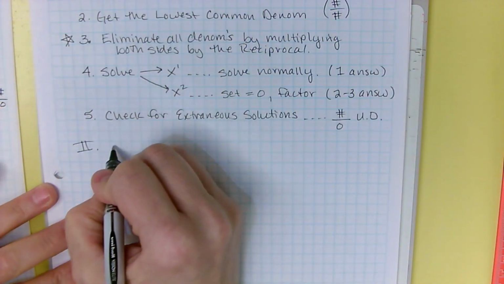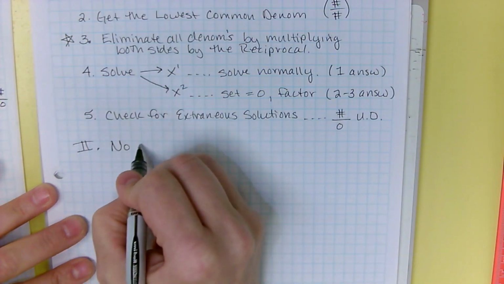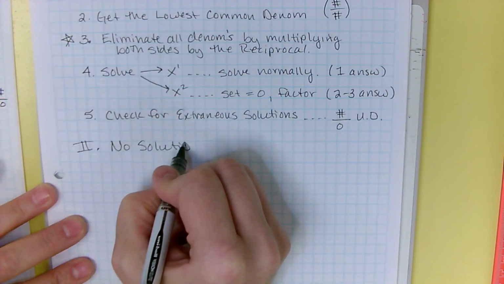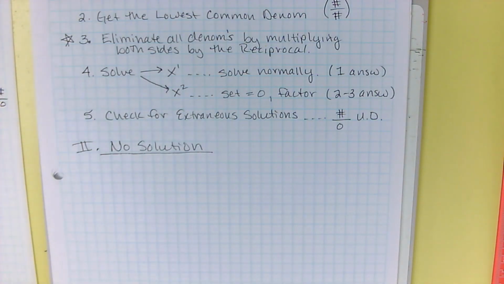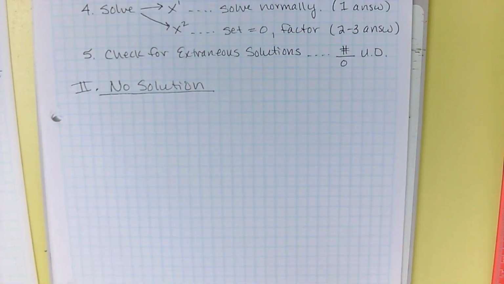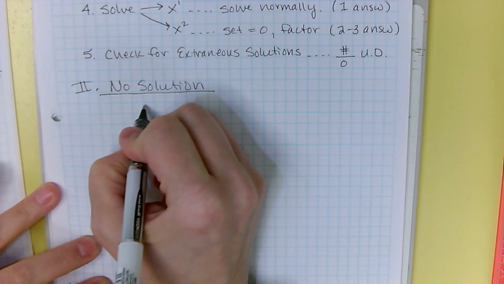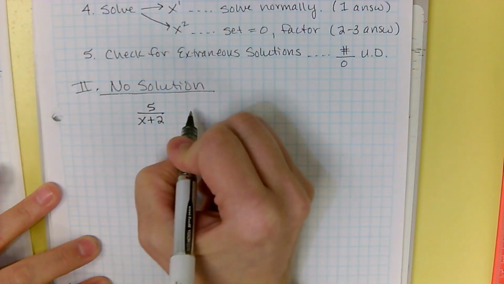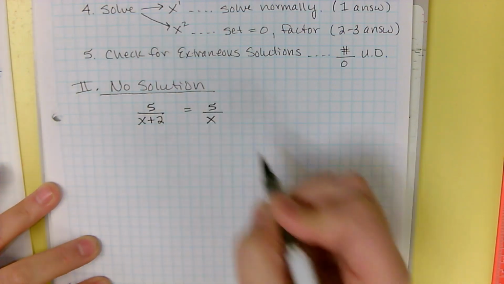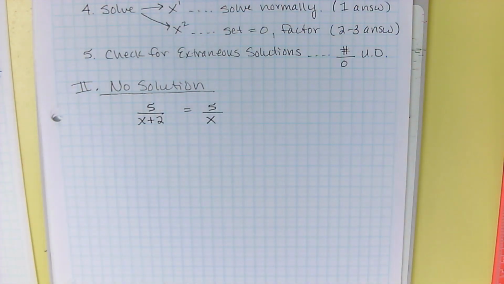So Roman numeral 2, I'm going to introduce you to the solving process by giving you a no solution type of equation. This happens more often in this type of solving than in some of the solving that we've done in the past. All right, let's say that your equation is 5 over x plus 2 equals 5 over x. We are solving, so yes, there is an equal sign.